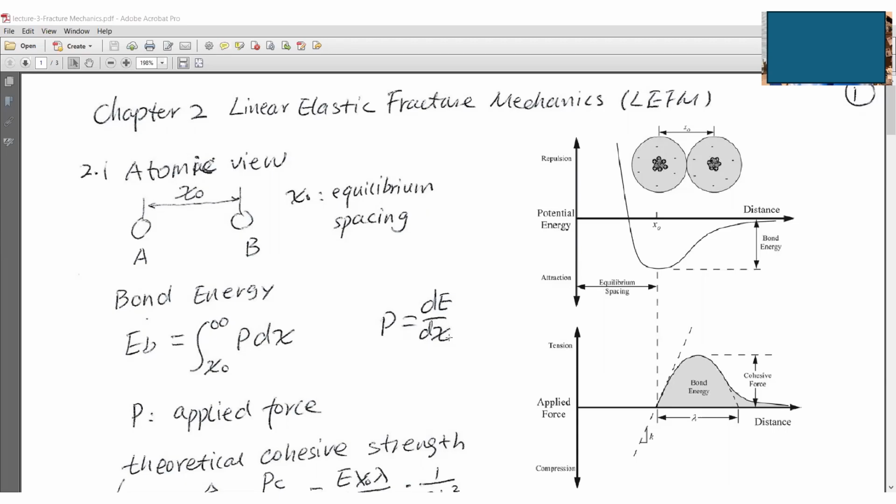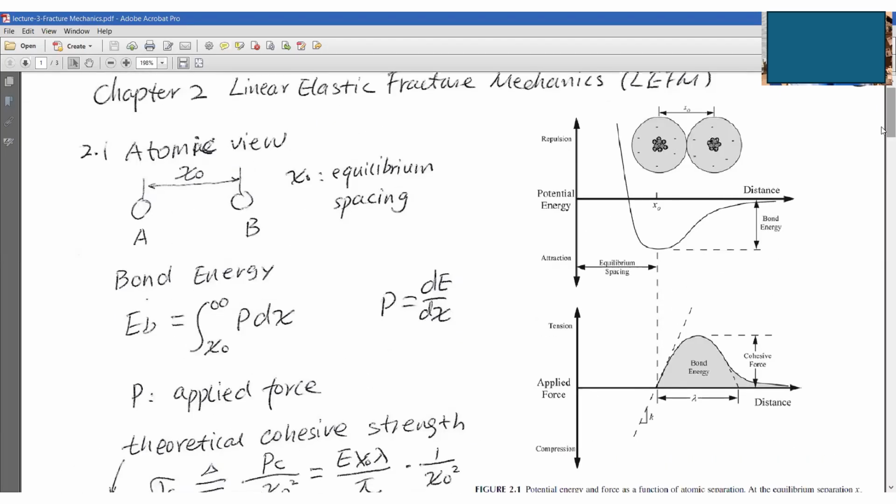how the specimen fractures, from the perspective of the atoms. So look at this picture. I'm going to show you guys, okay? And look at this picture. Here is one atom. This is another atom. So these are nuclei.